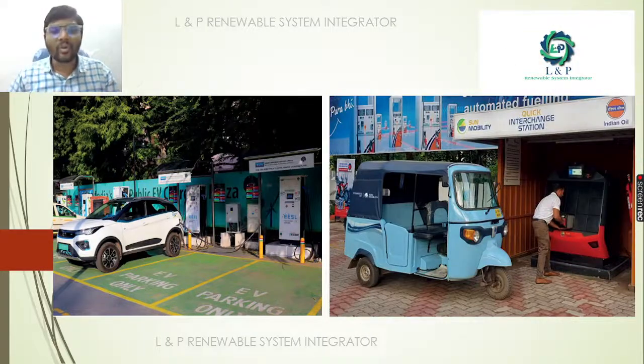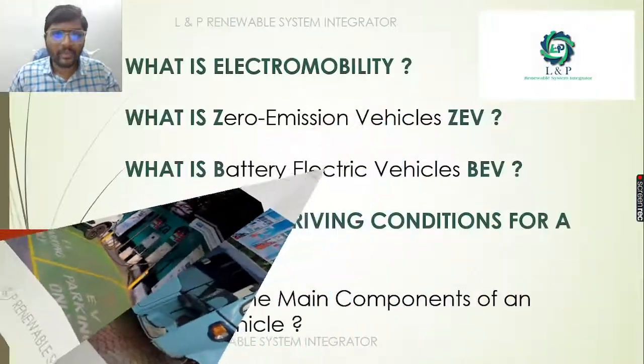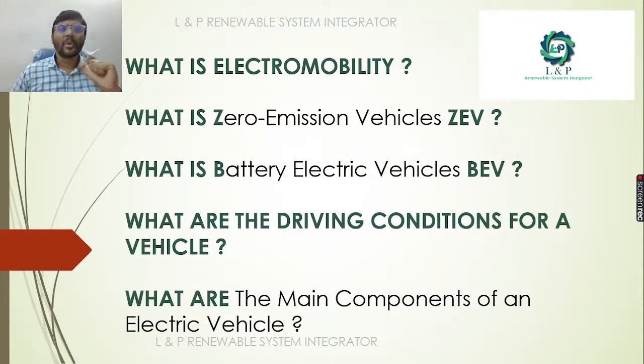This is an example of an electrical vehicle in real-time use in our country. There's a four-wheel vehicle and a three-wheel vehicle. What are the things that we will discuss in part 1? What is electrical mobility, what is a zero emission vehicle, what is a battery electrical vehicle, what are the driving conditions for a vehicle, and what are the main components of an electrical vehicle?